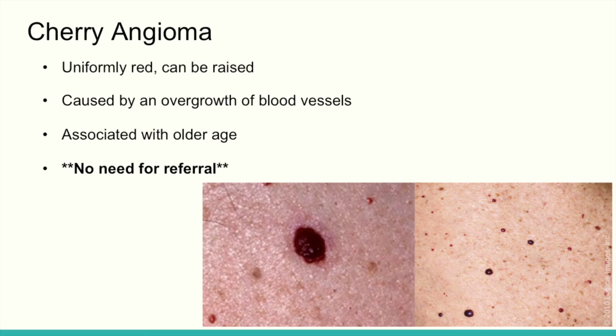Cherry angiomas are actually a little bit tricky because they can be red, they can look like they're bleeding, and they are often associated with the elderly. However, they are benign and they don't need to be referred. They look a lot like a bleeding squamous cell, mainly, but they can also look like a basal cell. These are a little bit tricky, so if you make the referral and they come back and say it was just a cherry angioma, this is something that would be tricky for a healthcare provider to recognize as well.